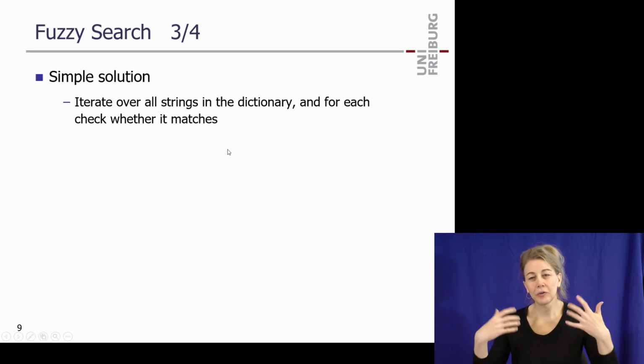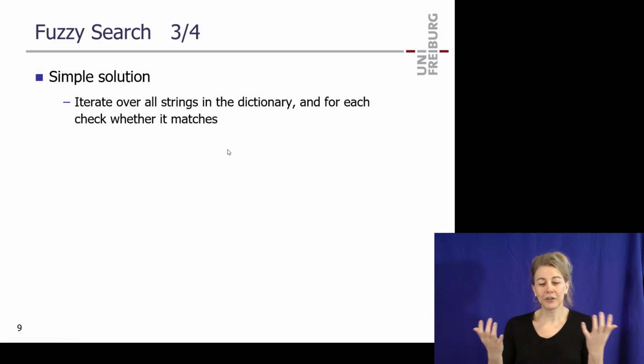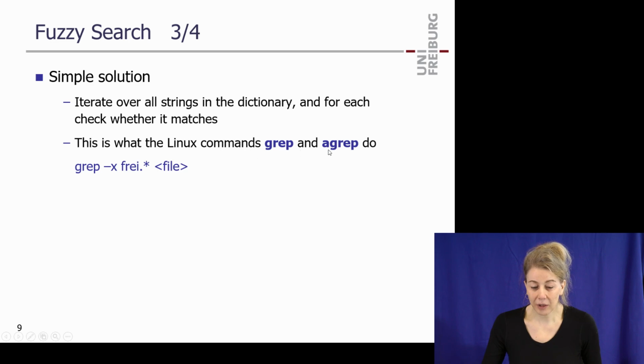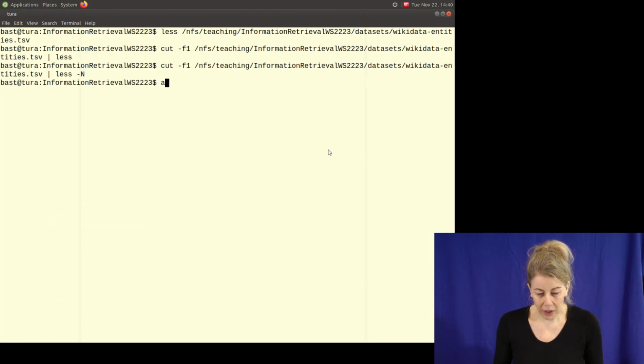What's a simple solution? When you do more complicated stuff, it's always important to understand what's the trivial solution. Maybe it's good enough. Well, the trivial solution is what, we can actually do it. Let me do grep -i -x, where -i is case insensitive, Freiburg, and let me take Breifurg, and let me say I'm allowed to make 2 mistakes. And now I shouldn't have, okay, now I have to type it again. NFS teaching, information retrieval.